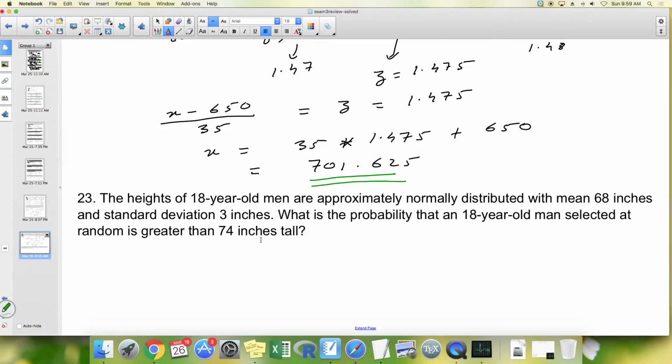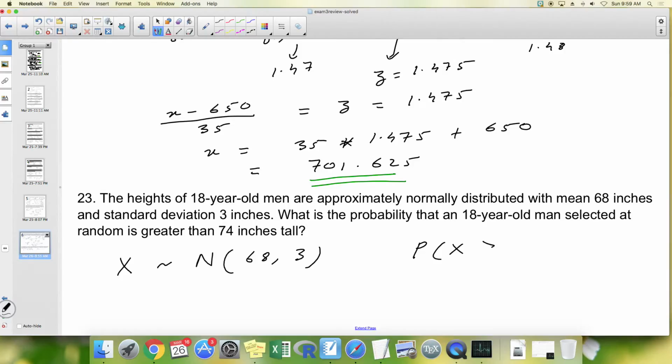Alright, so this is an extremely typical problem. X follows normal. We have done this problem several times. X follows normal with mean 68, standard deviation 3. We want probability x bigger than 74, which is 1 minus probability x less than 74.